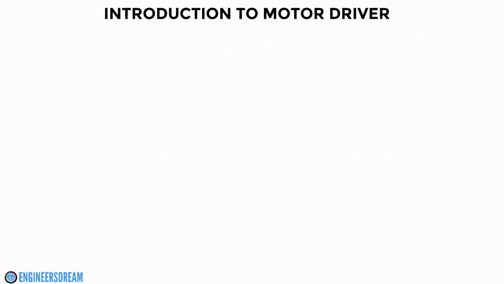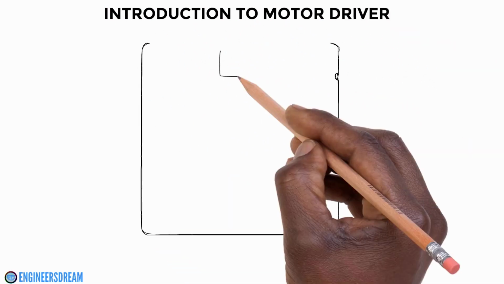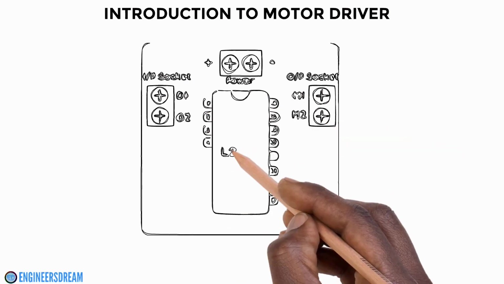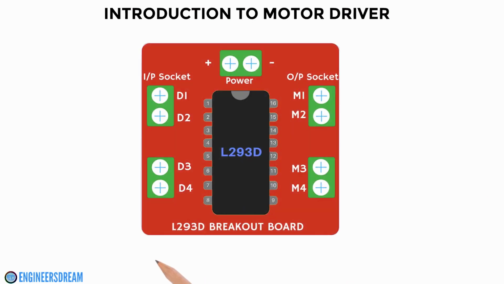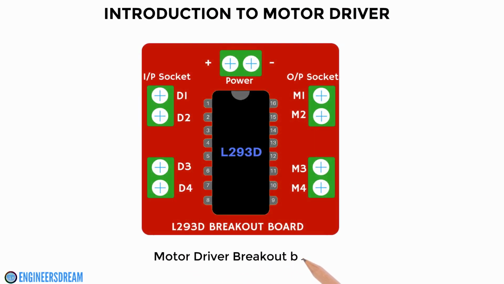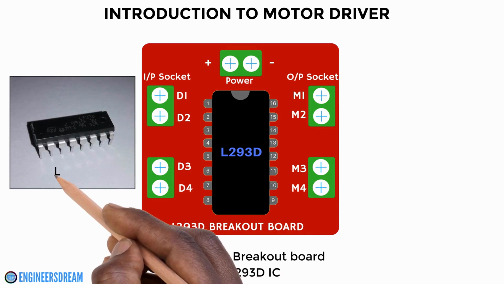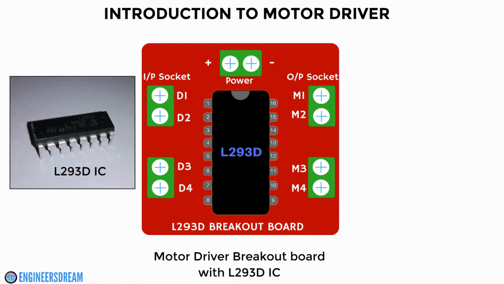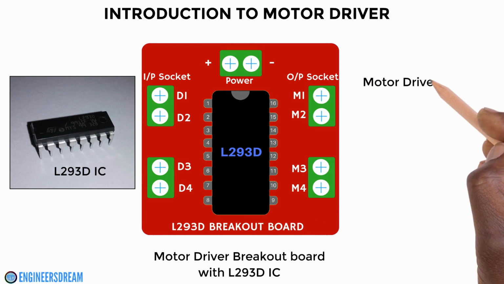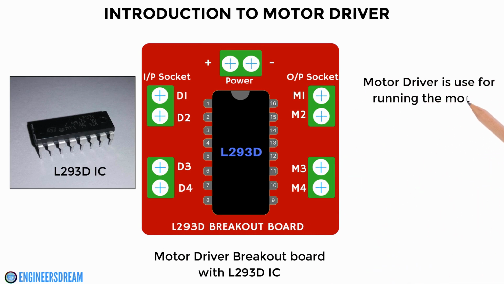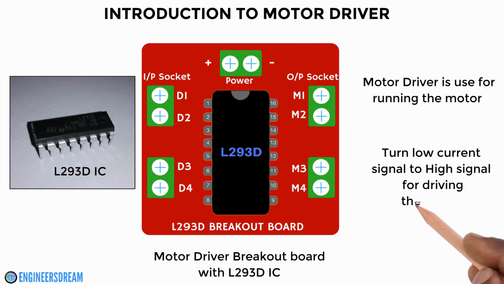In this video, I'll explain you what is a motor driver and how to choose a good motor driver. So, a motor driver is a breakout board which consists of a motor driver IC. I am using a motor driver breakout board which consists of an L293D IC. A motor driver circuit board is used for running the motors. It is like a current amplifier, and the main purpose of the motor driver is to take a low current signal and convert it to high current signal so that it can run the motors.